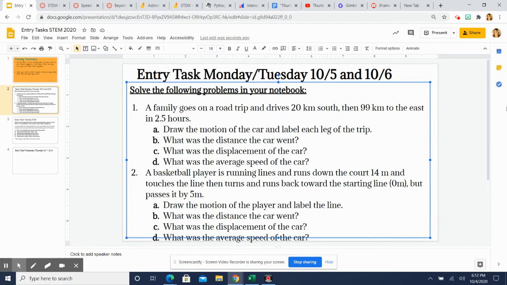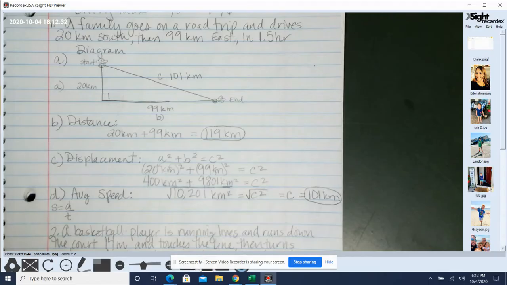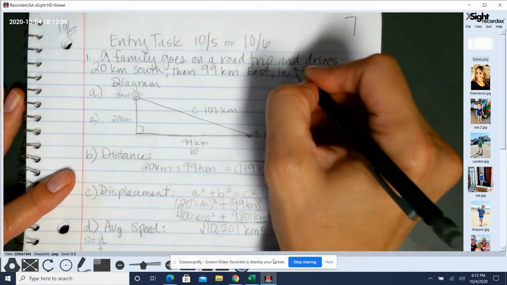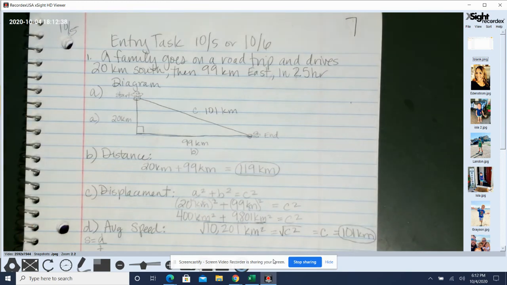Okay, I went back and checked. It's 2.5 hours, not 1.5 hours. So hold on, let me go back. I didn't write it down and then I couldn't remember what I put. Okay, so they did that in 2.5 hours. So that was the time.